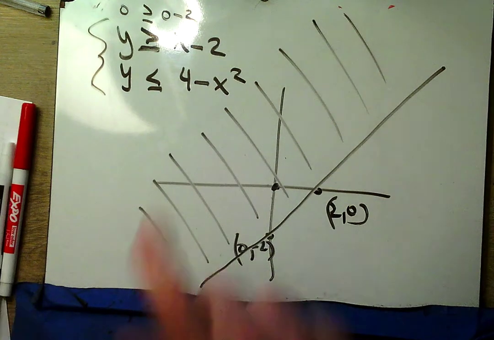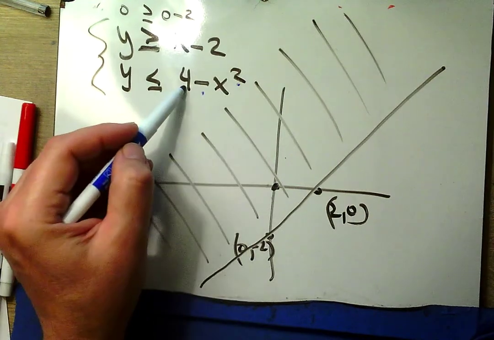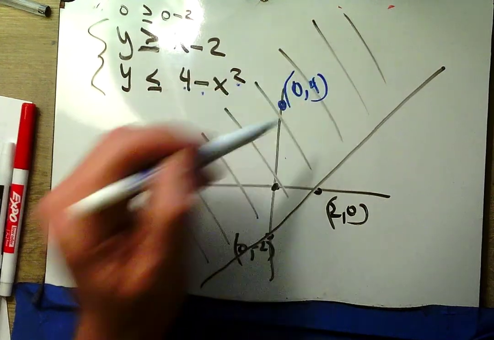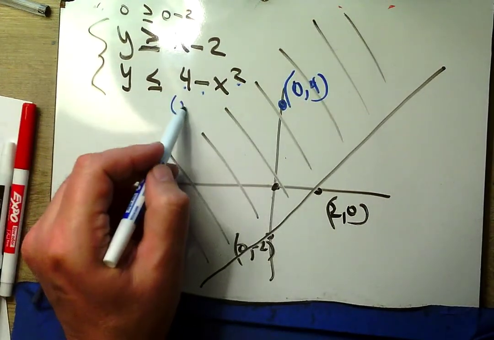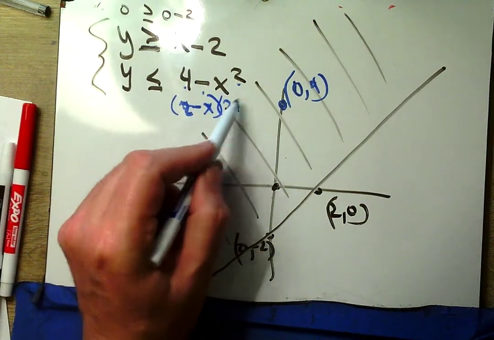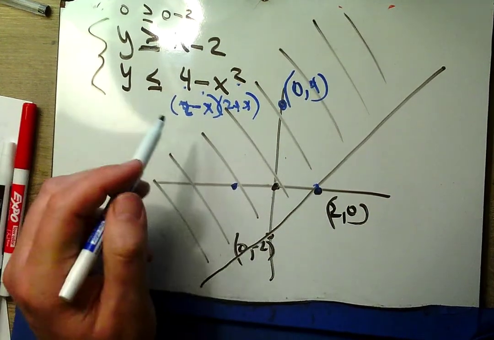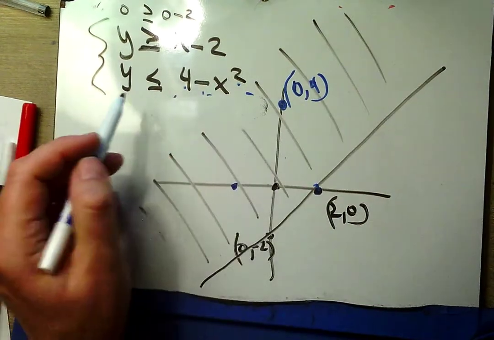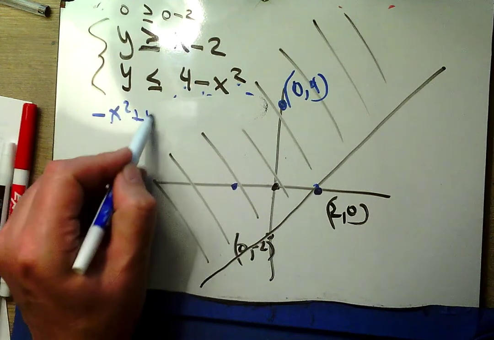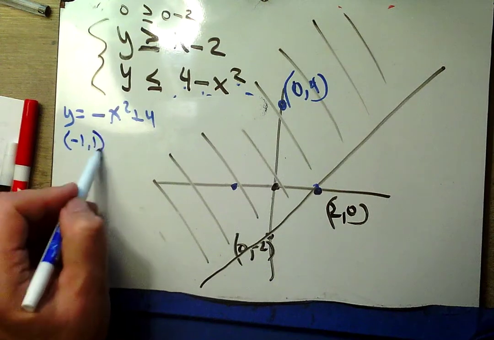Now, what about this one? What can I say about this one? Well, I know it's a down-pointing parabola shifted up 4. So I've got (0, 4). Some people like factoring this: 4 minus x squared is (2 minus x)(2 plus x), and so they find this point and this point. But other people, no, they're not the factoring sort. They do negative x squared plus 4. They do transformations, and they go back to our reference points.